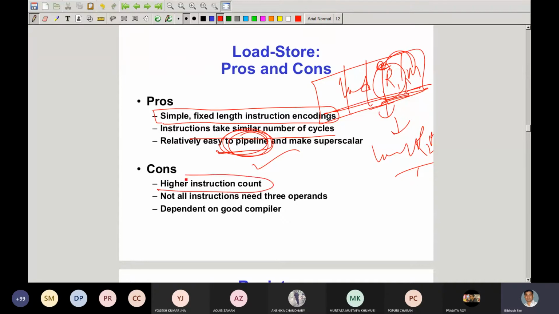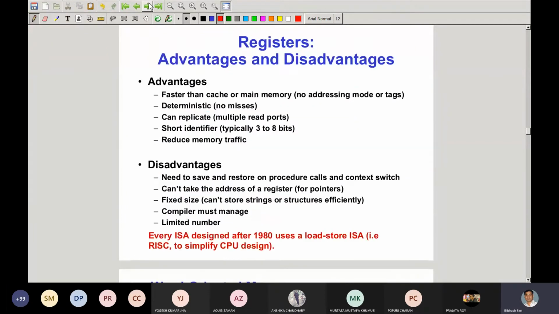But the number of instructions may be high for simple examples, and not all instructions need three operands, depending on good compilers. So these are the different pros and cons for a particular computer architecture. Now we'll go for another one, some advantages or disadvantages. Every ISA, instruction set architecture designed after 1980, uses load store. That is a very important point.